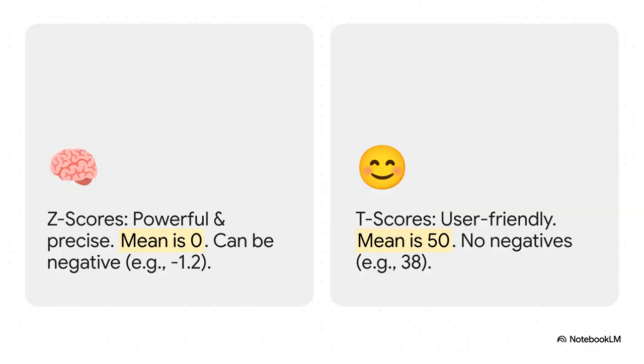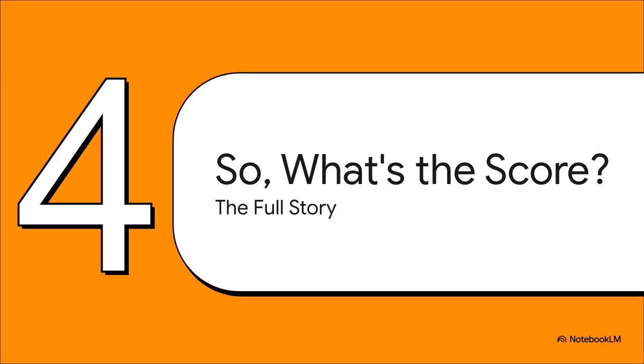Now, z-scores are amazing, but let's be honest, telling someone their score is negative 1.2 can sound a little harsh, and decimals can be confusing. So to make things a bit more user-friendly, we often convert z-scores into what are called t-scores. A t-score just sets the average at a nice round 50 and makes each standard deviation worth 10 points. It's a simple trick, but it gets rid of all the negative numbers and decimals, making the results way easier to talk about.